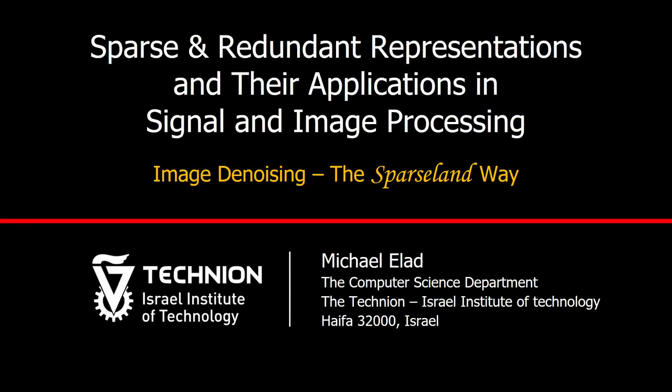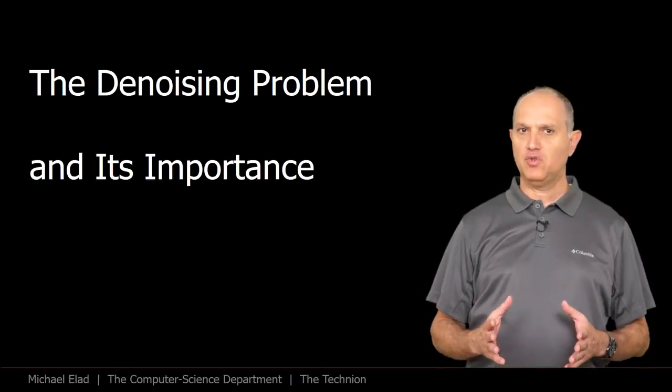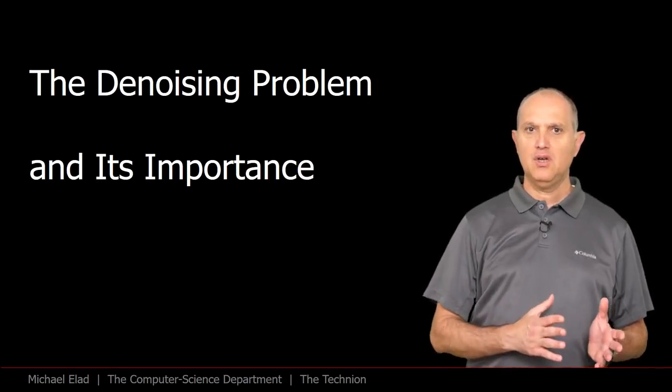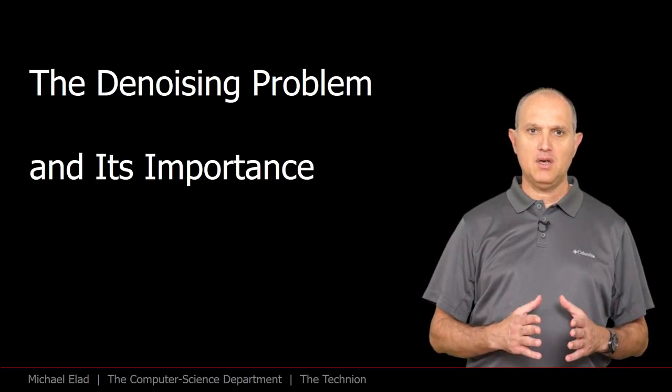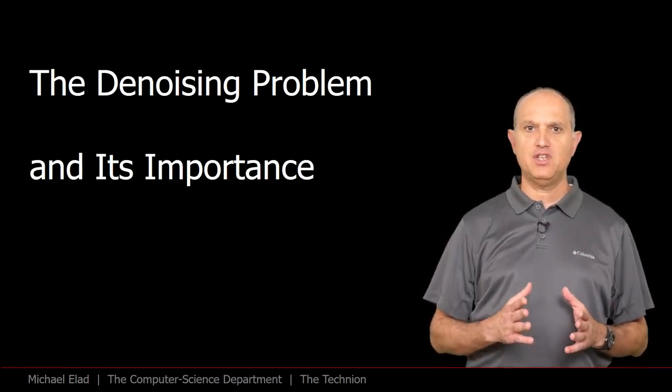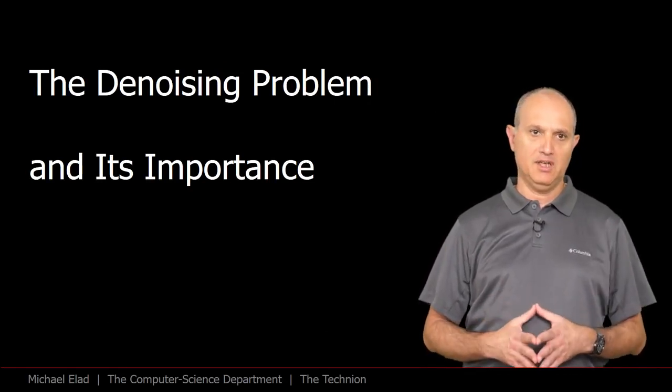In this chapter, we discuss image denoising algorithms that are based on the SparseLand model. Let's recall what we have done so far. We introduced the SparseLand model and then rushed to use it for image deblurring. This was done in the crudest possible way with a fixed dictionary and a naive global modeling.